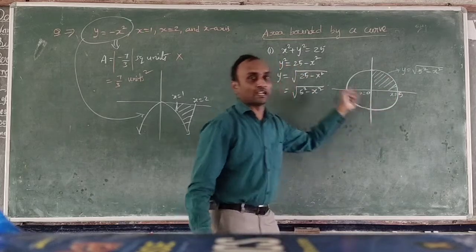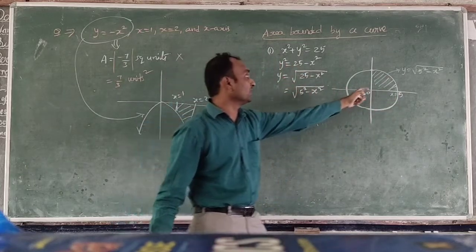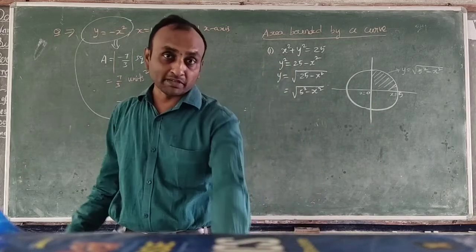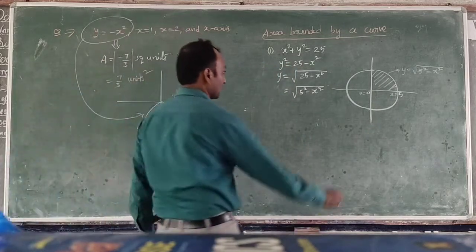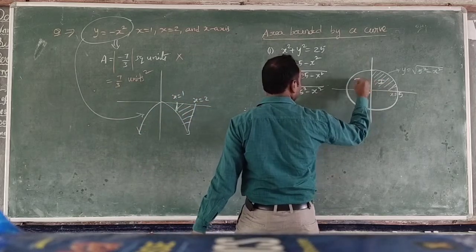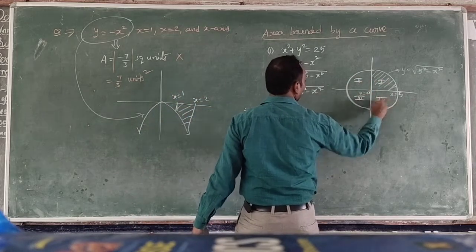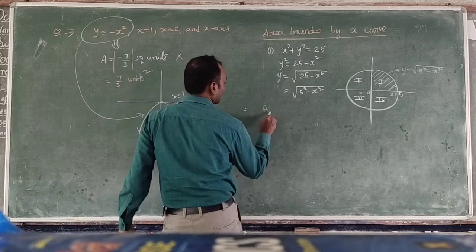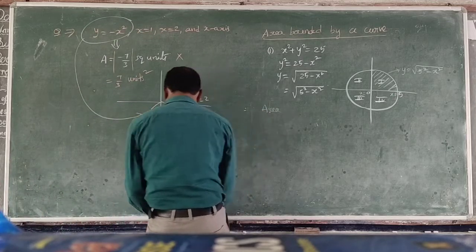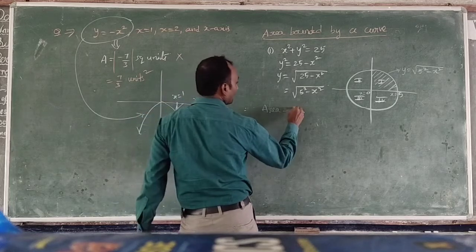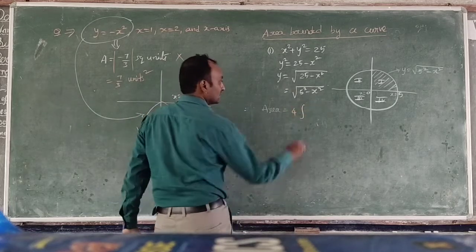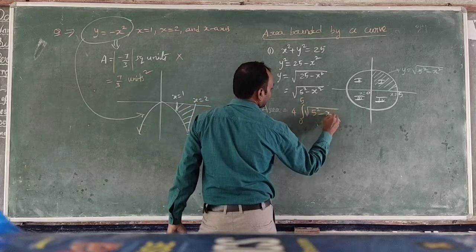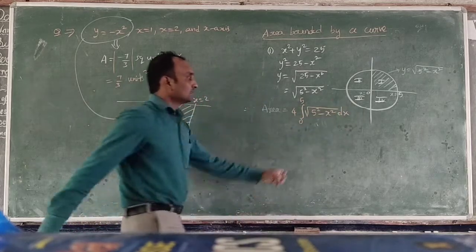Otherwise, if you go below, I have to take negative. But I am doing only the first quadrant area, so that whatever area I get, I multiply it by 4, since there are such parts. How many? 1, 2, 3, 4 quadrants. So the area can be done like this. Therefore, the area is equal to 4 times integration of 0 to 5 root over 5 square minus x square into dx.